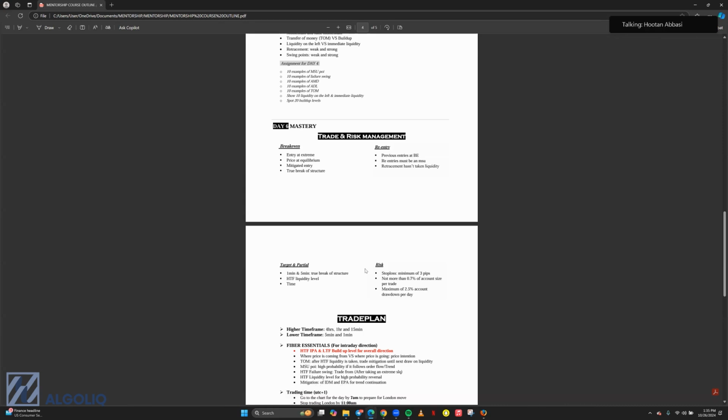For stop loss, I don't advise anything less than 3 pips. The least is 2.5 pips. So you don't go lower than 2.5 pips. Your stop loss minimum should be 2.5 pips.